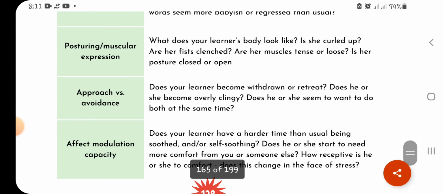And of course, approach versus avoidance. Does your learner become withdrawn or retreat? Does he or she become over-clingy? Does he or she seem to want to do both at the same time? So, titingnan din natin sino ba dyan yung mga learners na ayaw mag-participate.